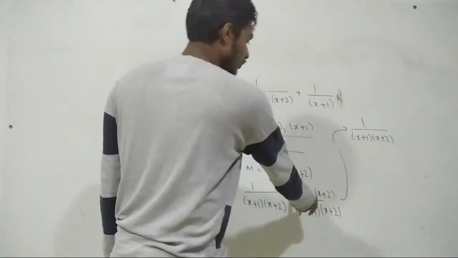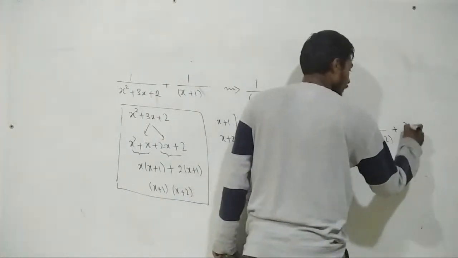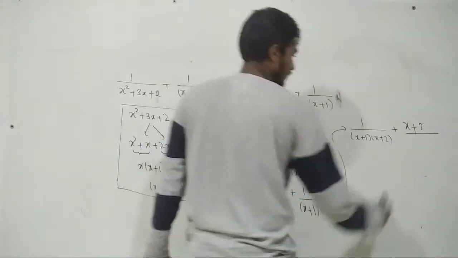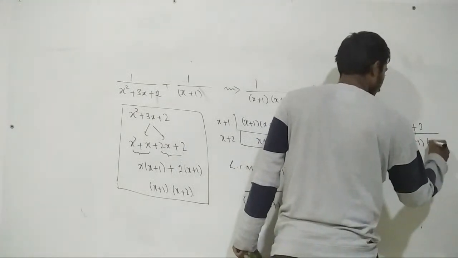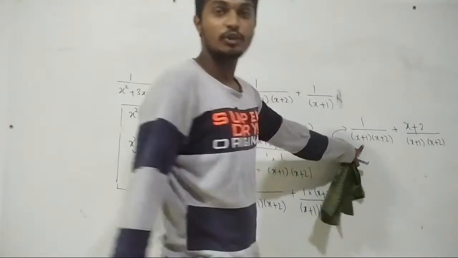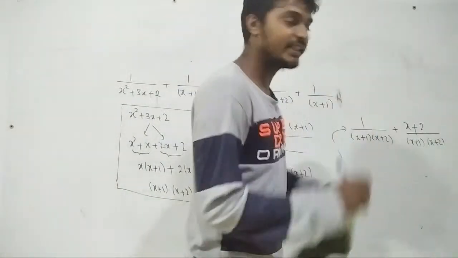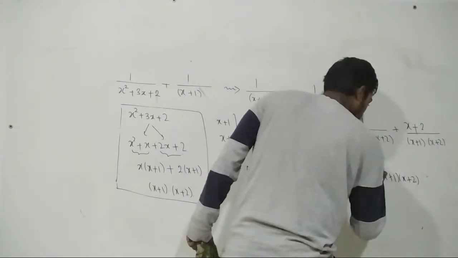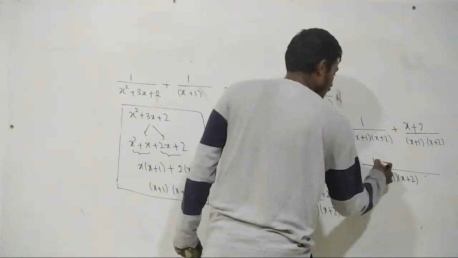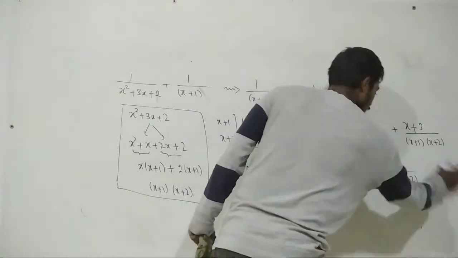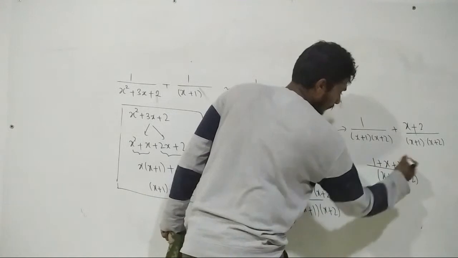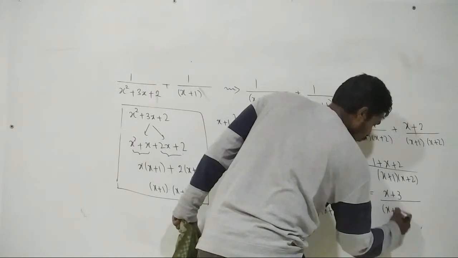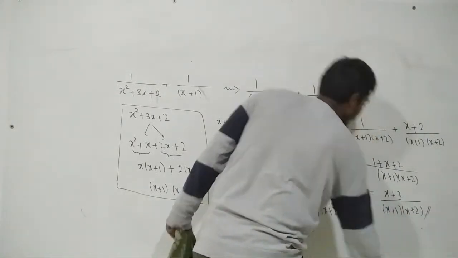And guys, you have 1 into x is going to be x plus 1 into 2 is going to be 2 over x plus 1 into x plus 2. So guys, now x plus 1 into x plus 2 is your LCM. So at the numerator, you're going to have 1 plus x plus 2. So guys, let's do the math. 1 plus 2 is going to be 3. So you have x. So x plus 3 divided by x plus 1 into x plus 2. So guys, these are the solution.